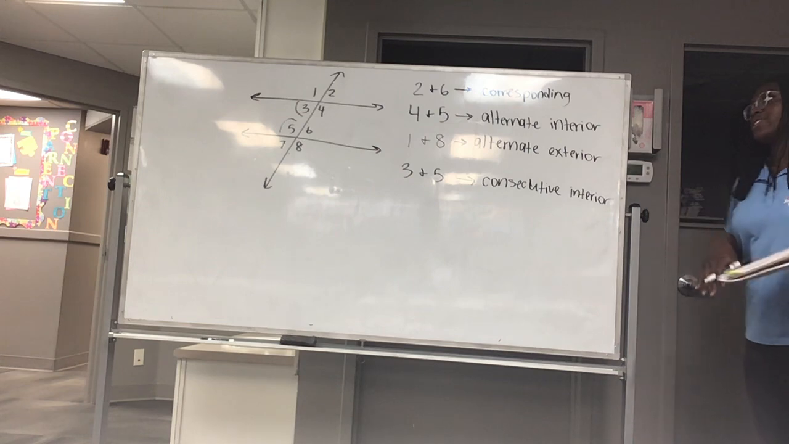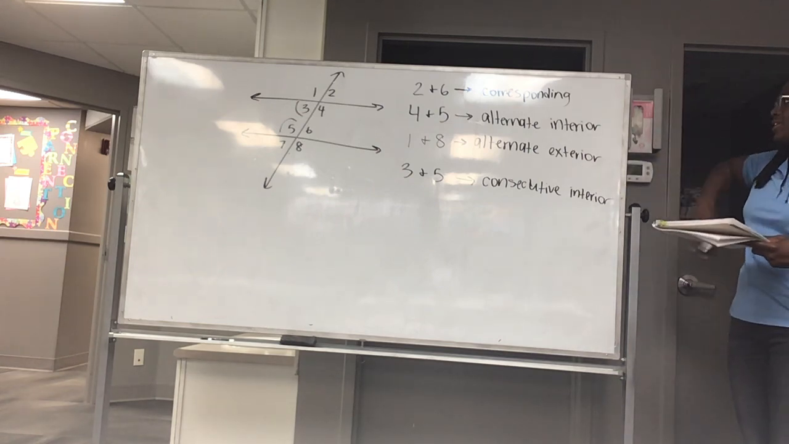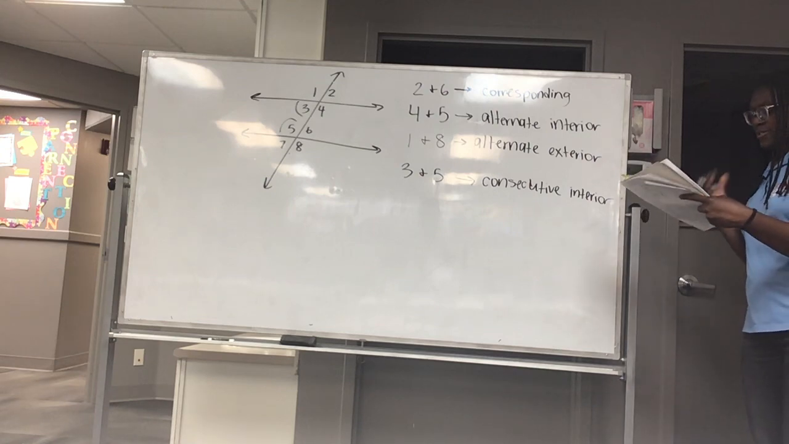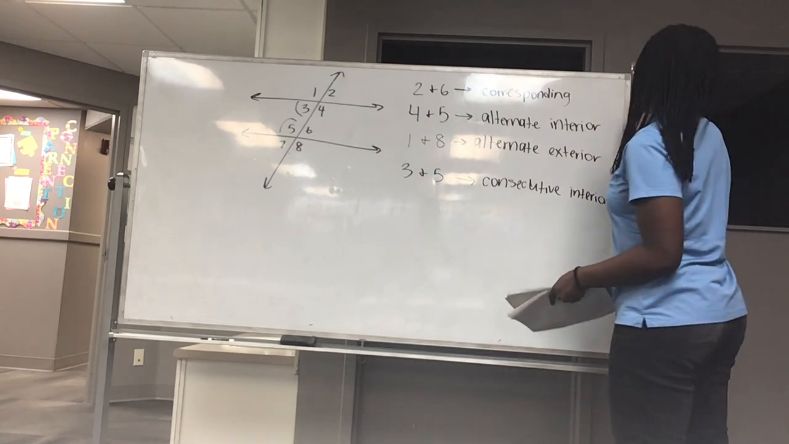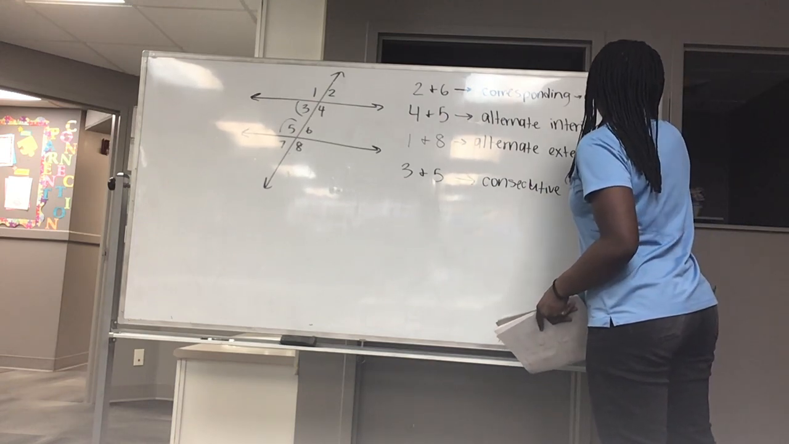And so then when we have a transversal, like splaying 2 parallel lines, we actually have some properties with these angles. So corresponding angles are going to be congruent. Sorry, I didn't really leave room for that. They're congruent.